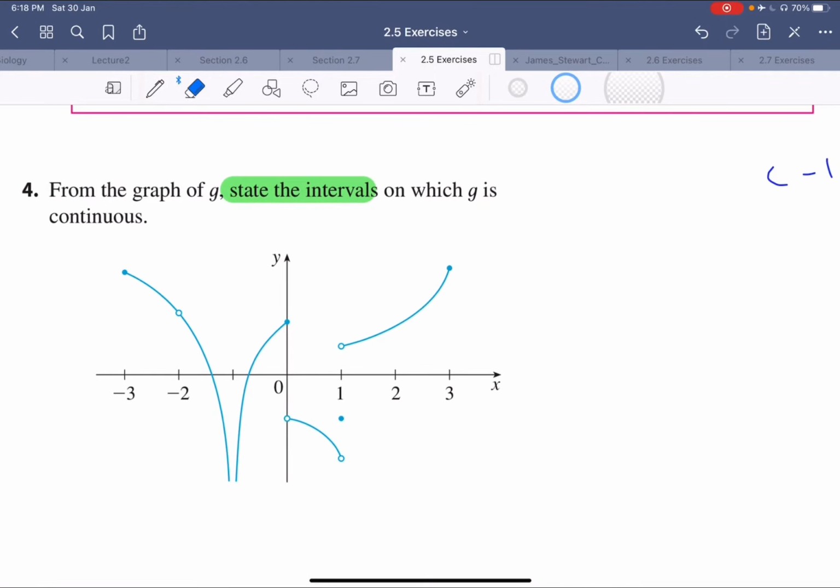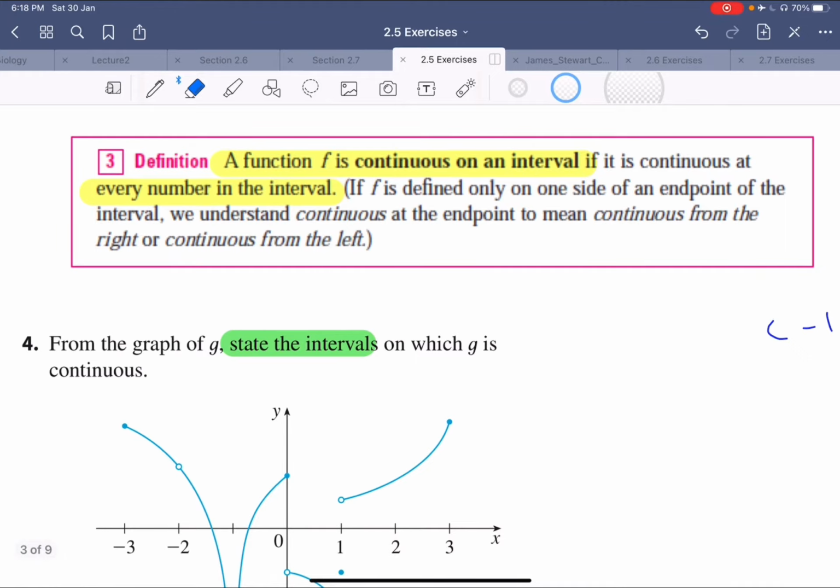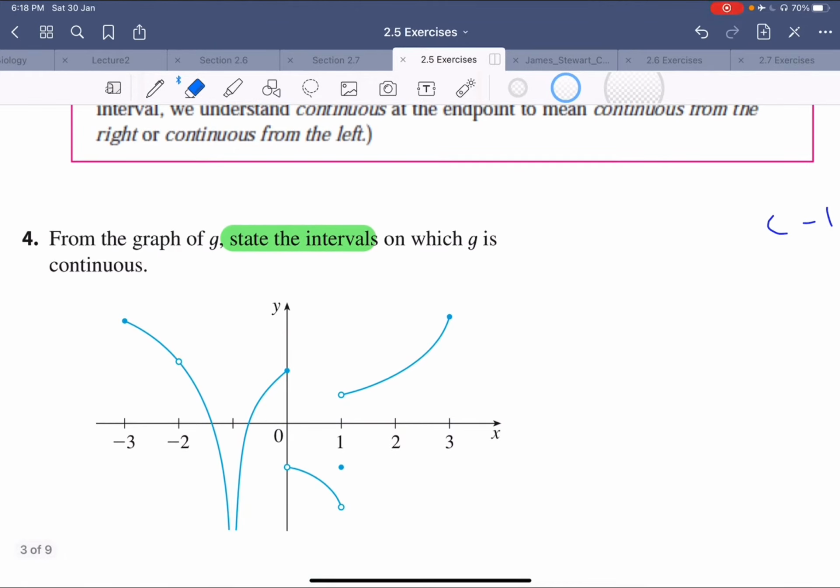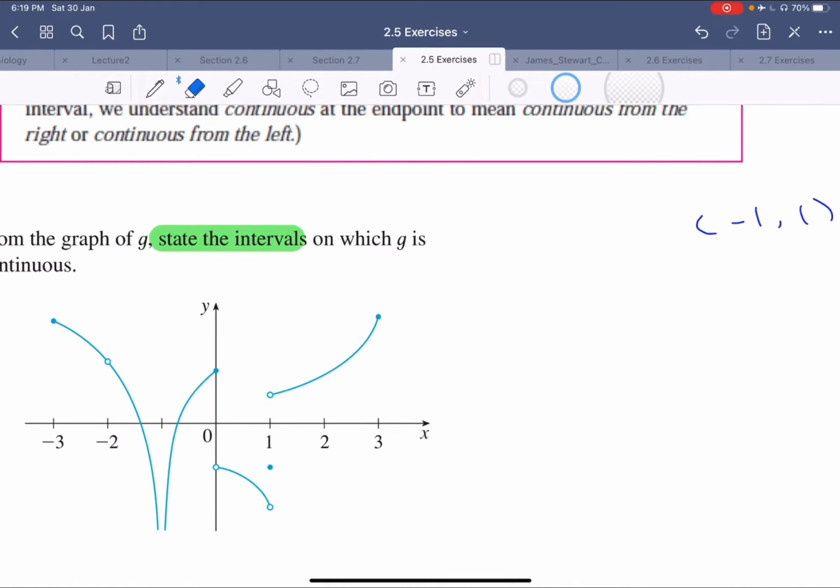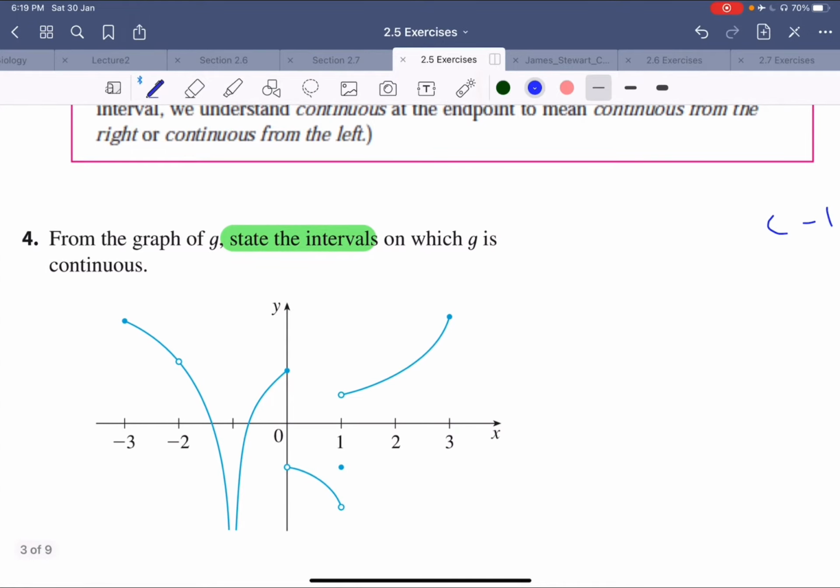Now we will go to other examples about the definition. But related to the definition, from the graph of G, state the intervals on which G is continuous. Now they might give us a question asking whether the function is continuous on an interval like -1 to 1. So we have to study the graph and say if it's continuous or not. Here in this question, they want us to give the intervals on which the function is continuous. So first we start from the left to the right, we start from the beginning of the graph from -3.